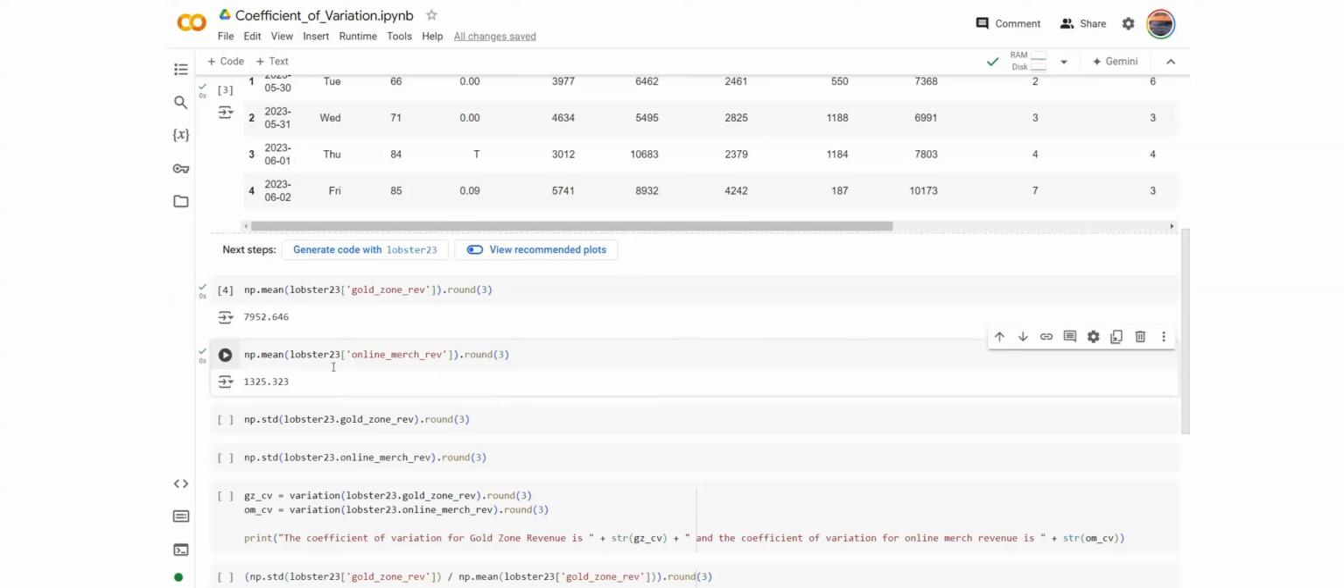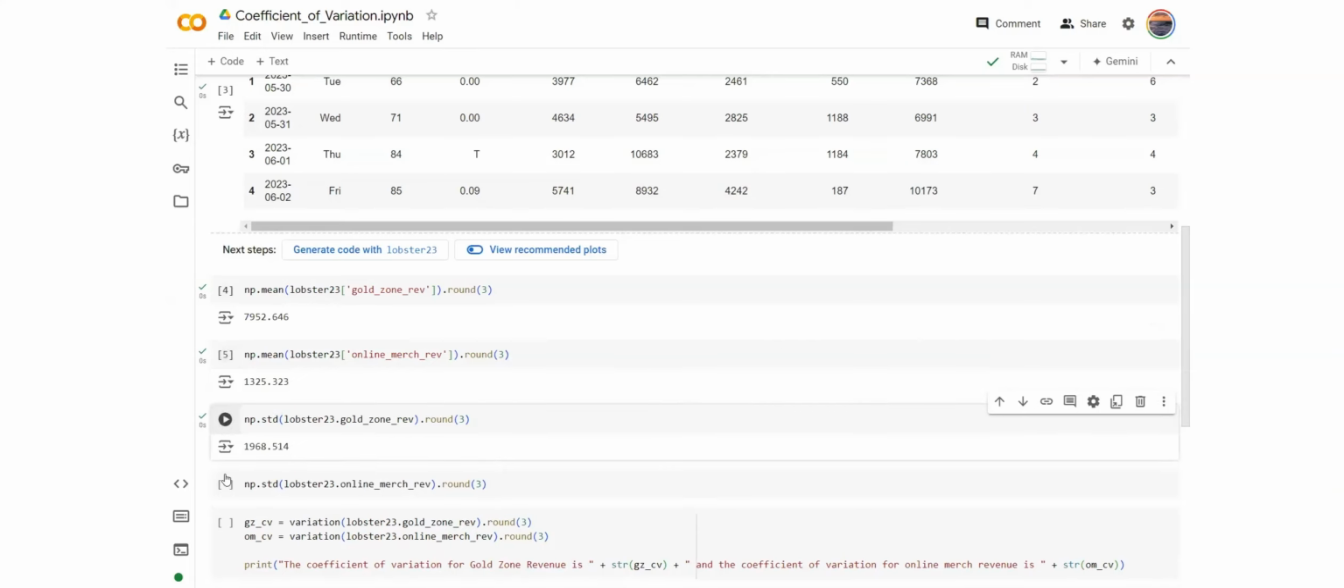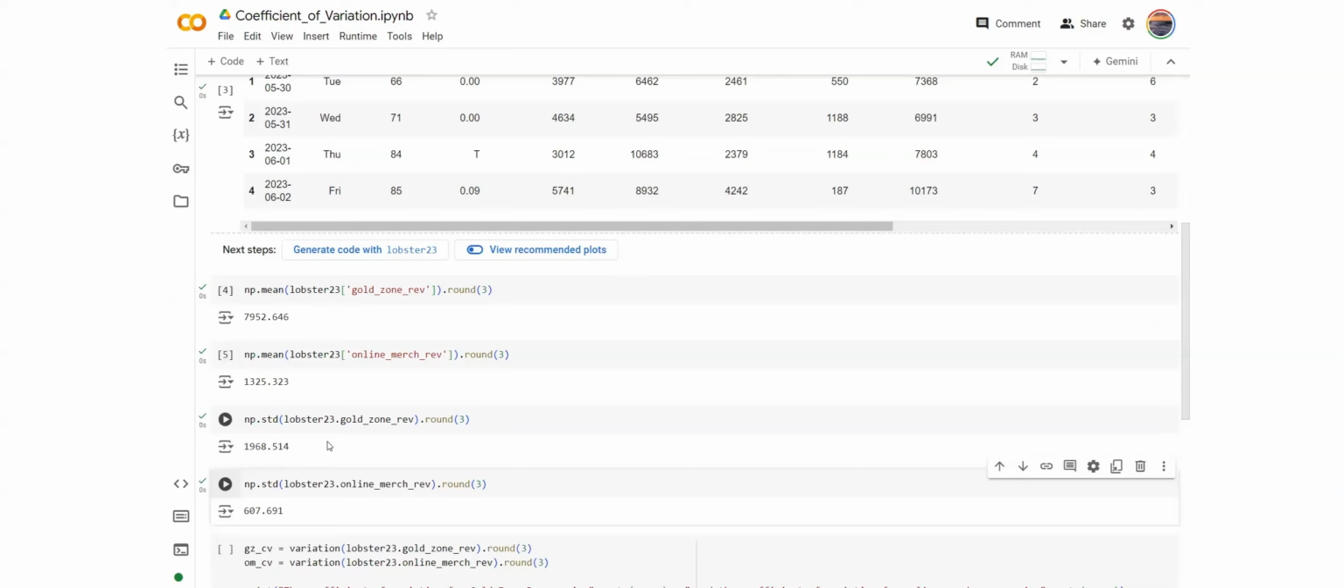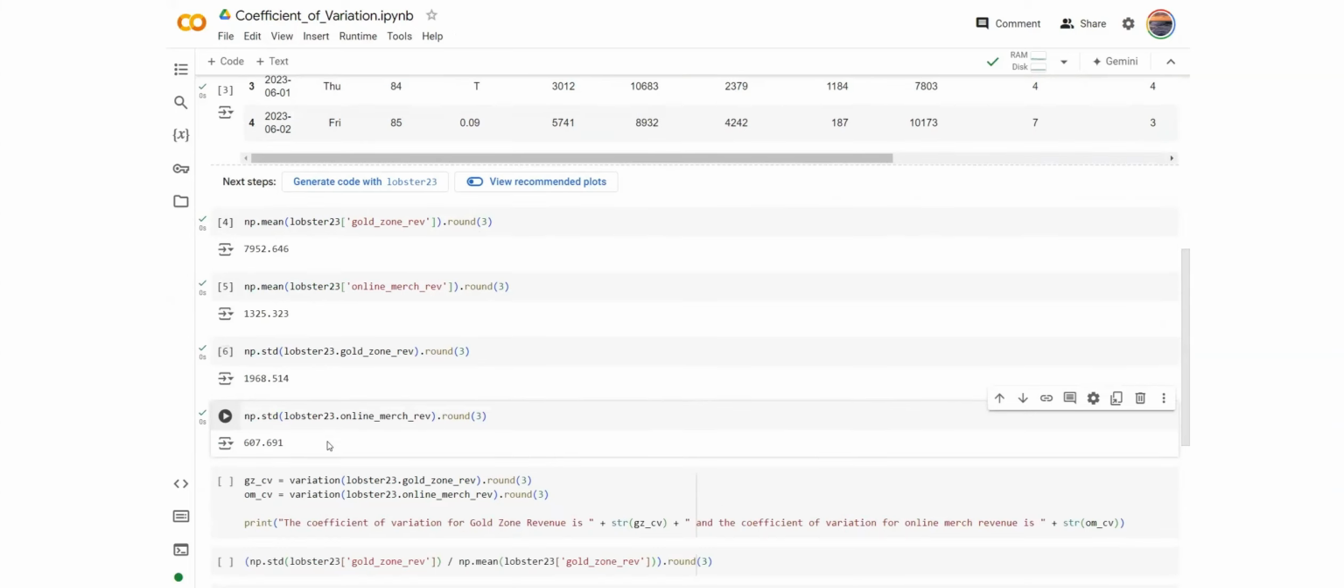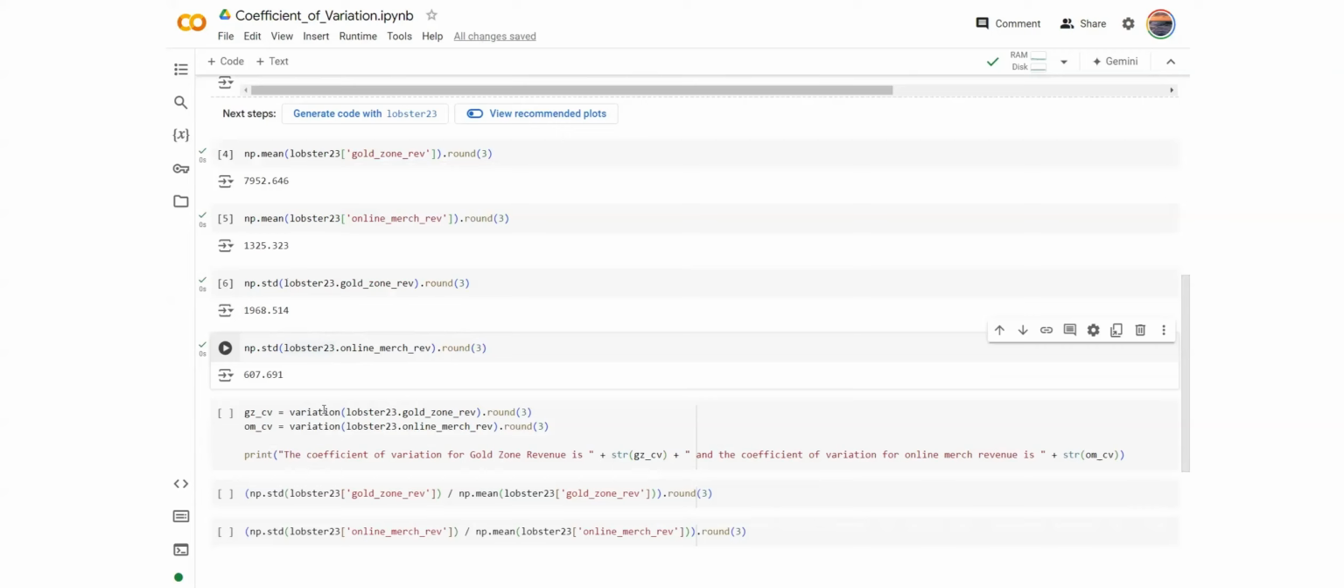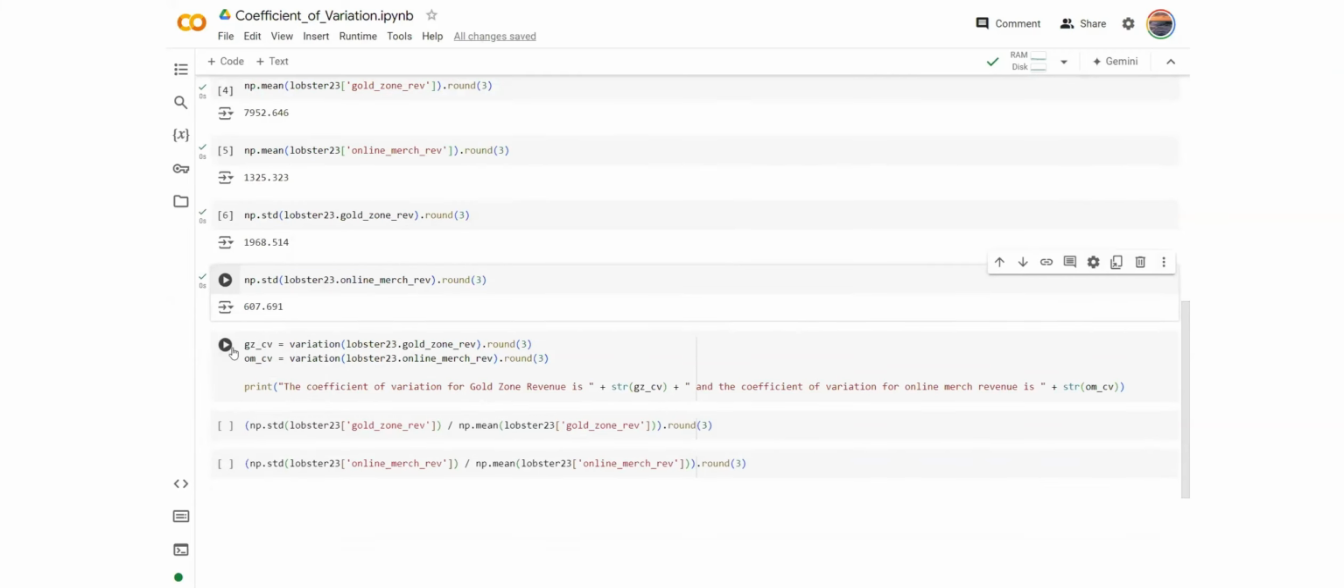We can then look at standard deviations, and what we'll see here is that the Gold Zone revenue standard deviation is greater than the standard deviation of online merch revenue. But it's hard to really conclude much from that, because the values for Gold Zone revenue just tend to be much bigger, and we can see that just by looking at the data set, but especially by calculating the means and seeing that we just expect Gold Zone revenue to be a bigger number anyway. So coefficient of variation is going to let us compare the relative dispersion of each of those two variables around their means.